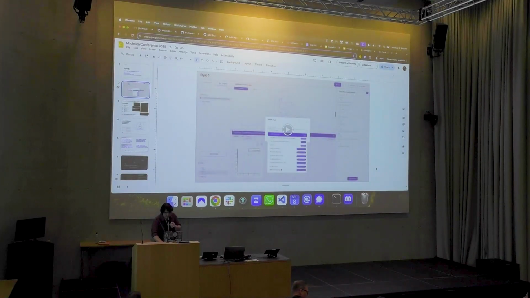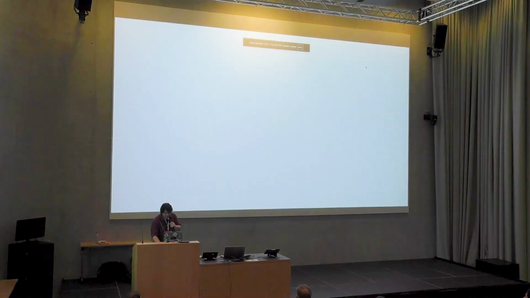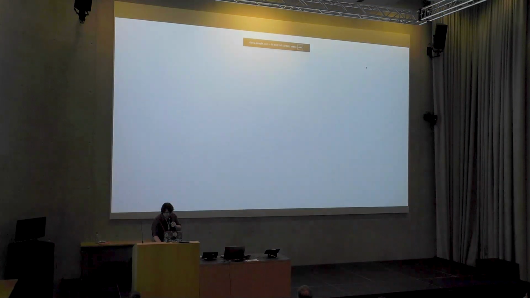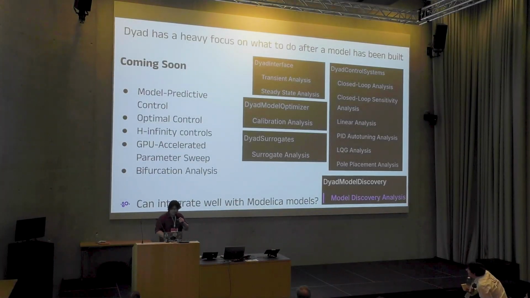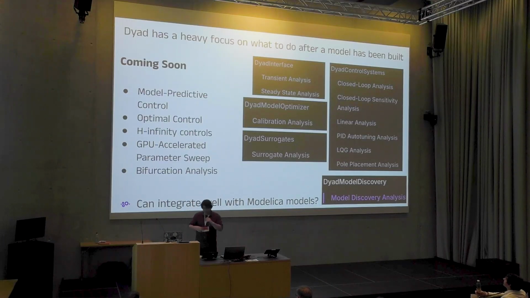Let me go back into this here. We have a huge focus on what kinds of things you could do to a model, right? For example, you can always find a steady state, but you could also calibrate it to data. You can build a surrogate of the model, and run all sorts of controls analyses like linearized models and closed loop sensitivity analysis. Also things like model discovery, right? These are things people are talking about at the conference, like Penn ODEs or universal differential equations, training neural networks to match missing data and learning the missing physics, right?